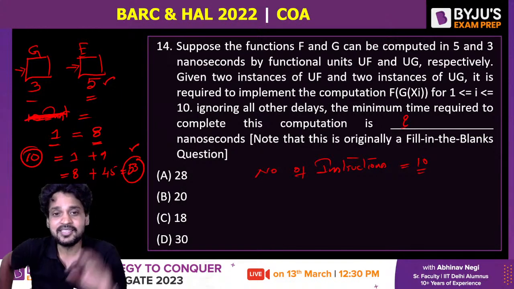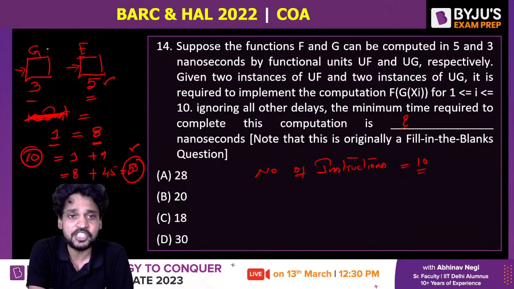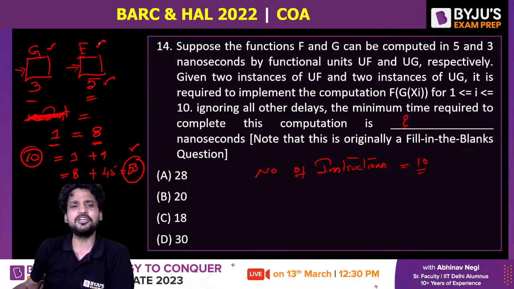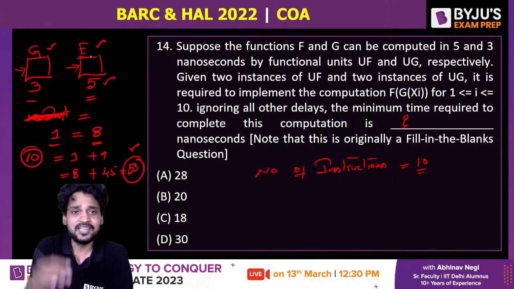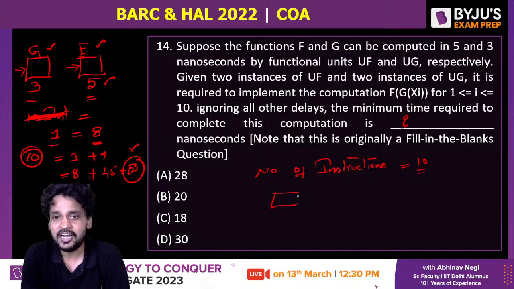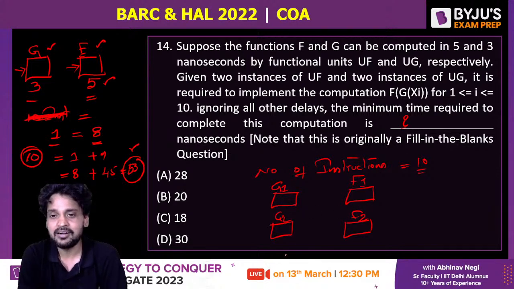But here there is a catch in the question. Provided there is a replica of G, there is a replica of F. That is, there are 2 separate functional units of G and F. In addition to this instance of G and F, there is one more instance running in parallel. That means G and F have been replicated. There are two: this is G1, F1, and this is G2, F2, which functions in parallel to these functional units.